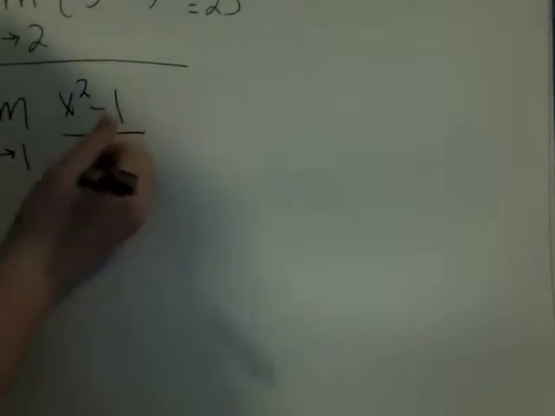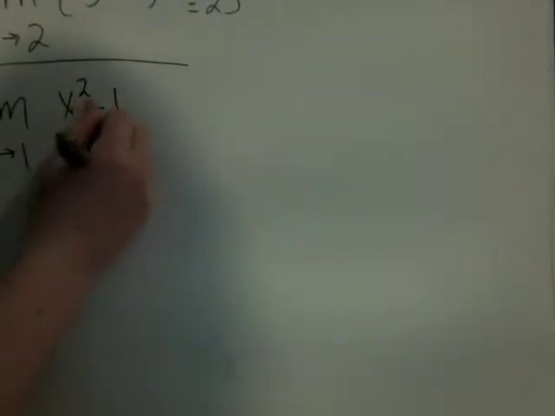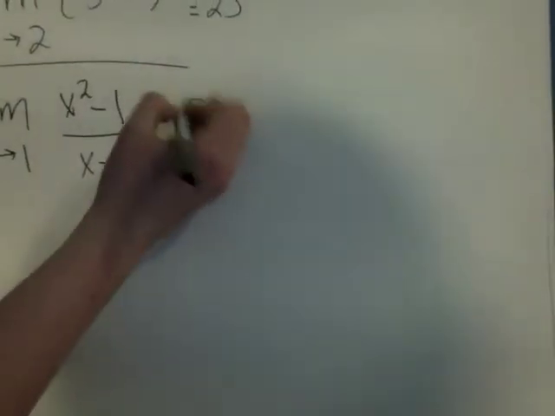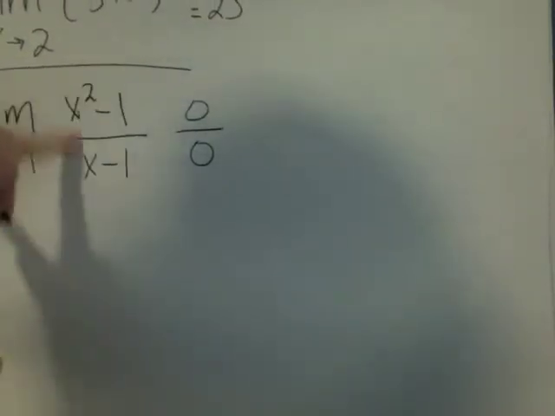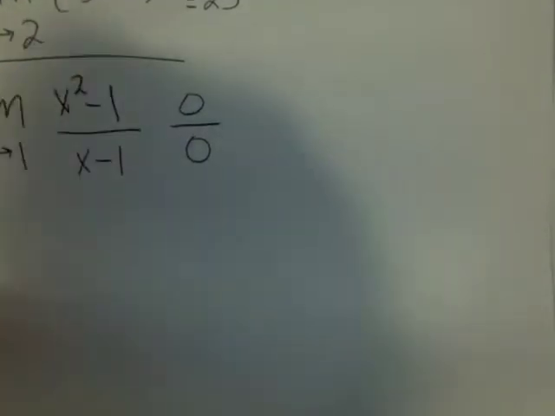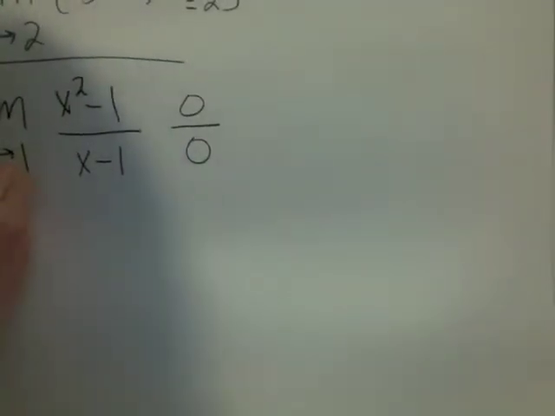X squared minus 1 over x minus 1. So now when you plug in this number, you end up getting 0 over 0. That doesn't mean that you're done. What you have to do is see if you can simplify this, which you can do. So you're going to write your notation.